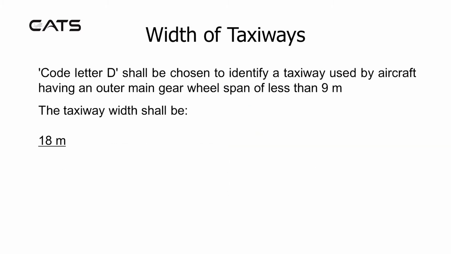For example, a code letter of D shall be chosen to identify a taxiway used by aircraft having an outer main gear wheel span of less than 9 meters. The taxiway width shall be 18 meters, according to the table.